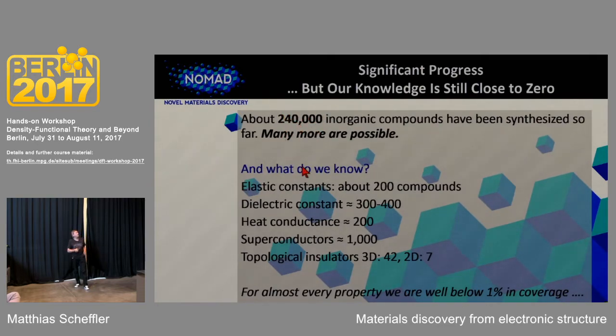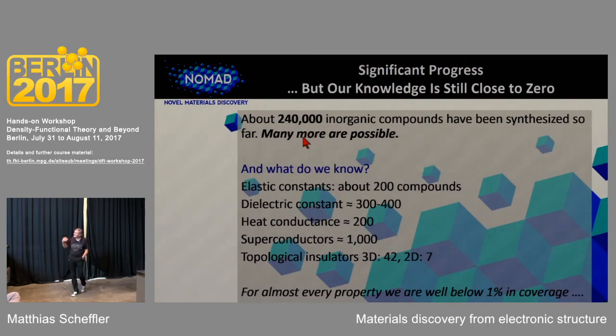From these 240,000, for only 200 compounds we know the elastic constants. For only, say, 300 or 400, we know the dielectric constant. Heat conductivity for 200. Superconductors for something like 1,000. And then a very important, popular field is topological insulators. In 3D, there are just 42 known. In 2D, 7. There are many, many more which are possible.